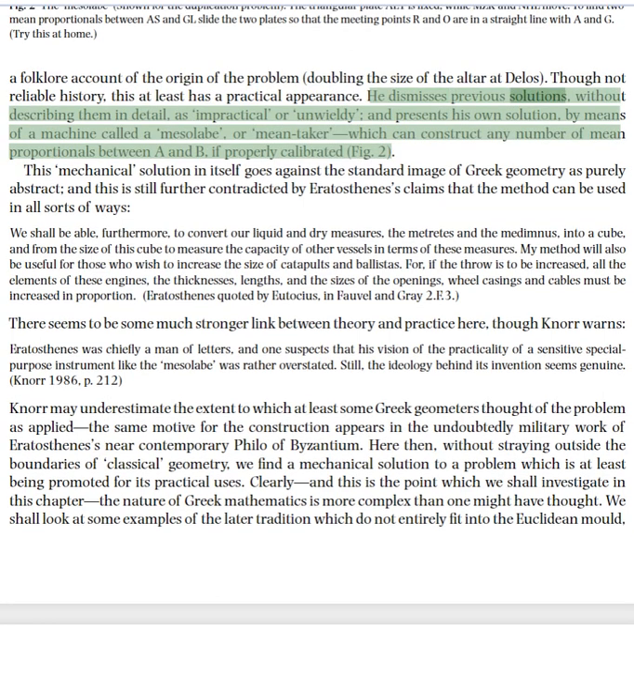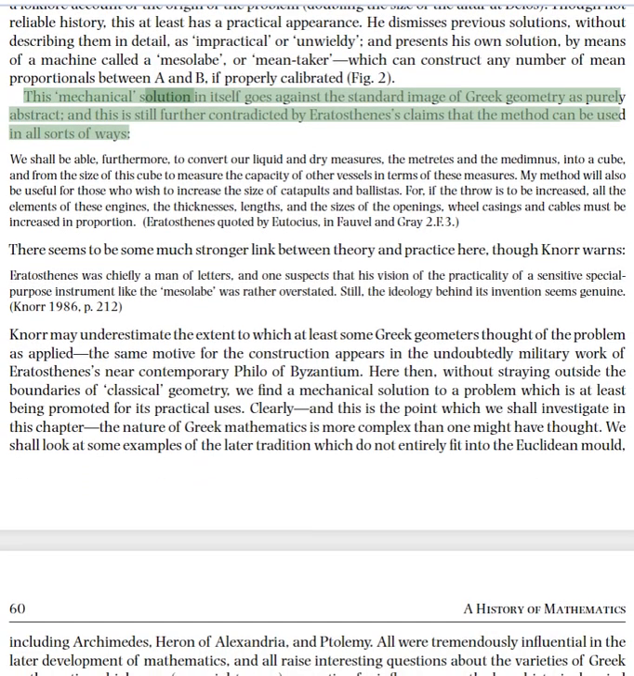He dismisses previous solutions, without describing them in detail, as impractical or unwieldy, and presents his own solution, by means of a machine called a mesolabe, or a mean taker, which can construct any number of mean proportionals between A and B, if properly calibrated. This mechanical solution in itself goes against the standard image of Greek geometry as purely abstract, and this is still further contradicted by Eratosthenes' claims that the method can be used in all sorts of ways.